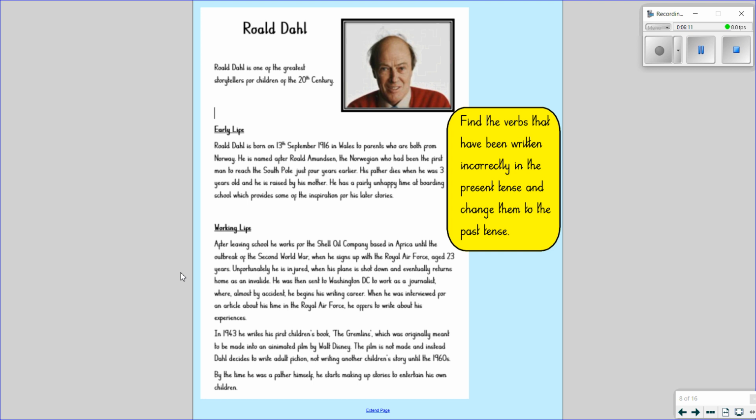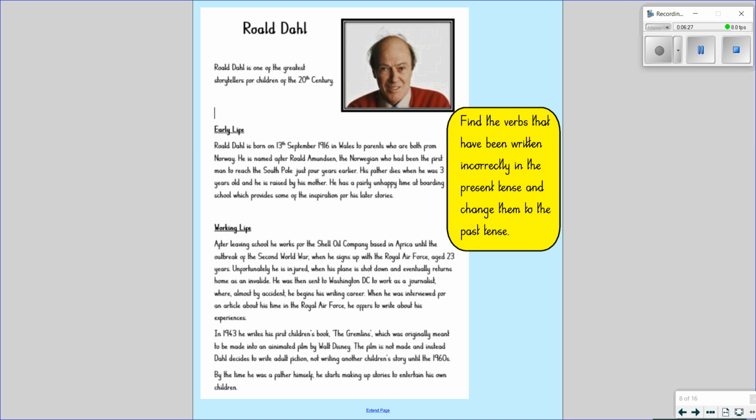The film is not made, and instead, Roald Dahl decides to write adult fiction, not writing another children's story until the 1960s. By this time he was a father himself. He starts making up stories to entertain his own children.